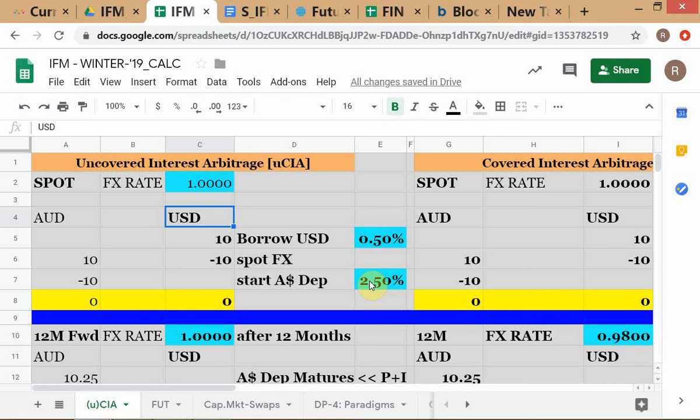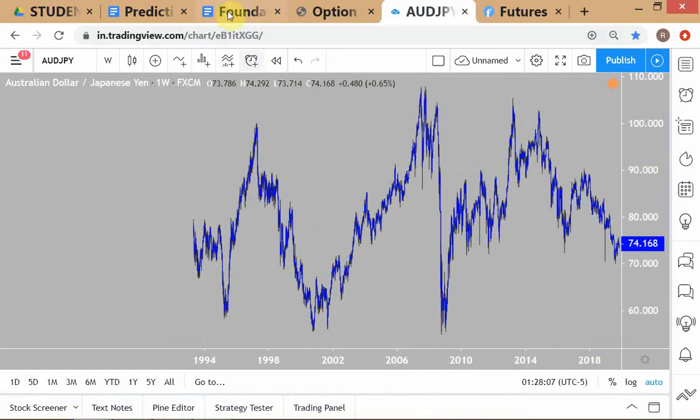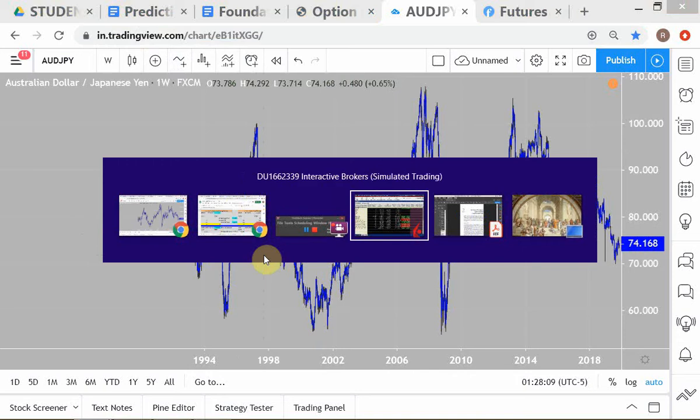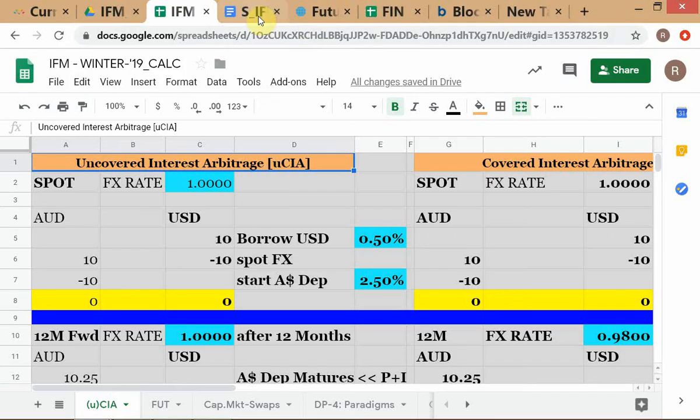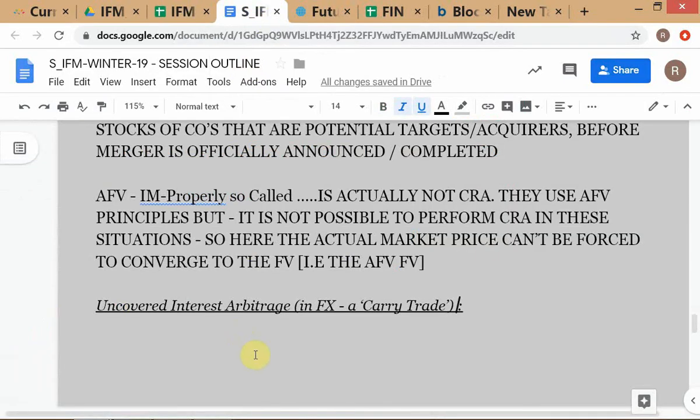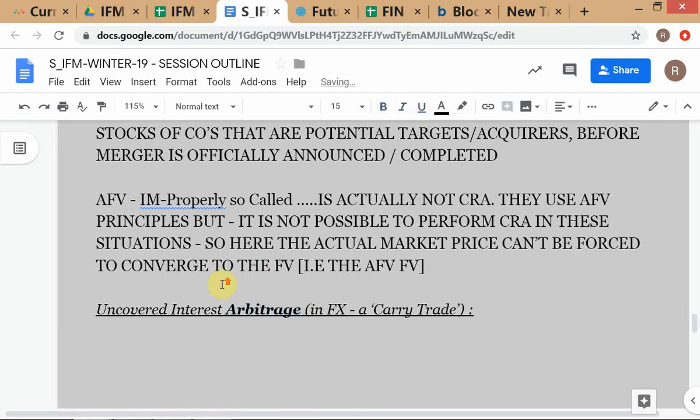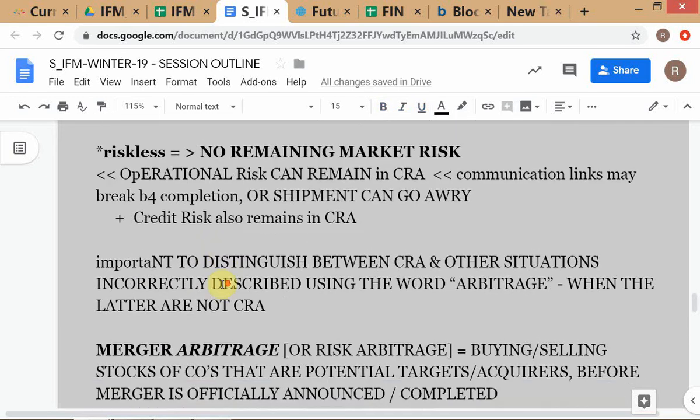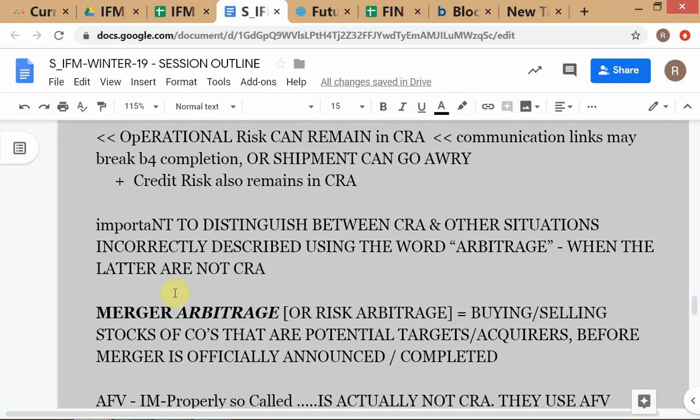So you suffer a loss. Is this clear? This is basically another example where we have used the word arbitrage, and the market continues to use the word arbitrage, but this is again not an example of CRA. If we go up to our road here, this again is not proper arbitrage. So we'll give this as the second example, an important distinction between CRA and other situations.